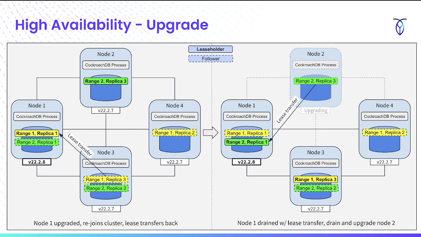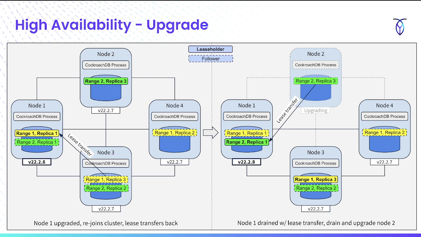At this point, the cluster is running in a mixed version state, and this is okay in Cockroach, even up to a single major version. And it's actually how we do rolling upgrades, where each node is upgraded one at a time without affecting availability. On the right side, we see the next step in the upgrade process, which, as you might guess, is node 2 getting drained, which also will trigger the lease transfer away. We can upgrade node 2, and then it rejoins the cluster, and leases are transferred back.